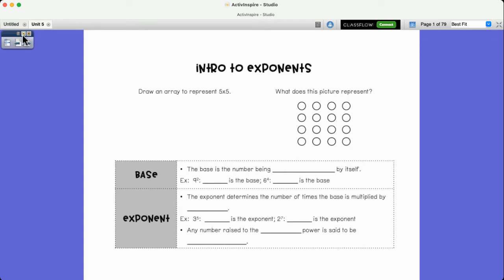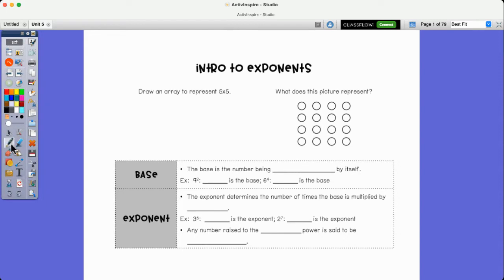We are on Unit 5, Expressions in Algebraic Relationships. Go ahead and take out your notes. We are starting with Intro to Exponents, and let's get started.